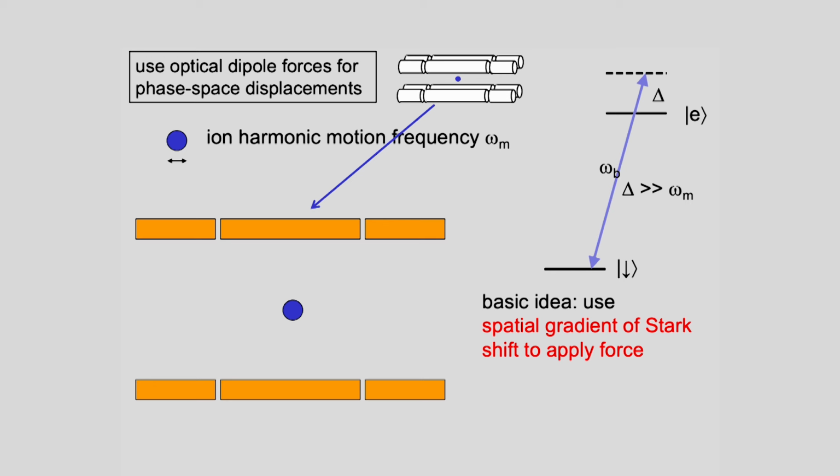One way we can do this is with optical dipole forces, which I haven't really described, but the basic idea is that suppose we have just a single ion in a trap. We detune the lasers, which gives a force on our ion qubits, and we can use that so-called Stark shift force to push the ions in a circle. The way we do that is we interfere two laser beams.